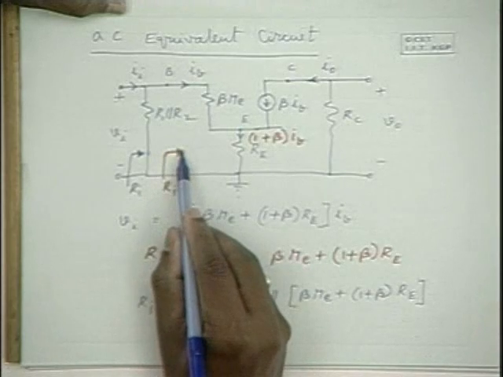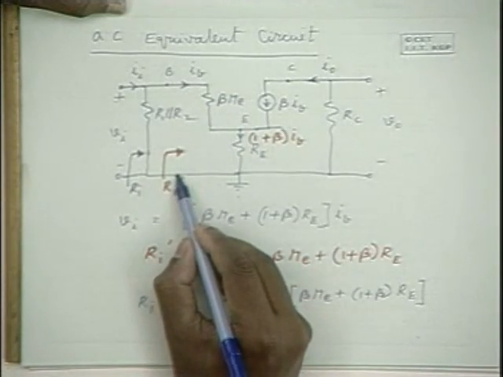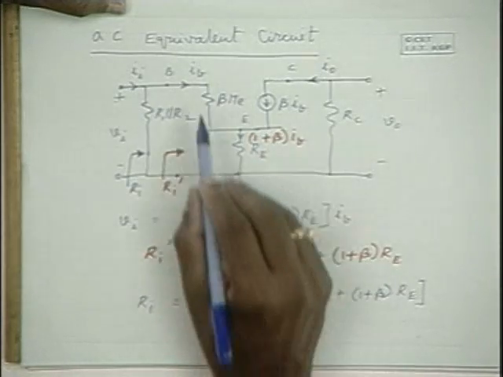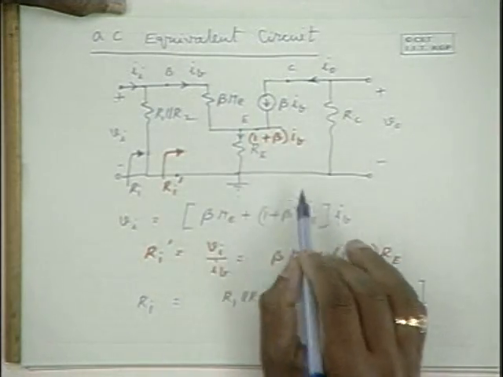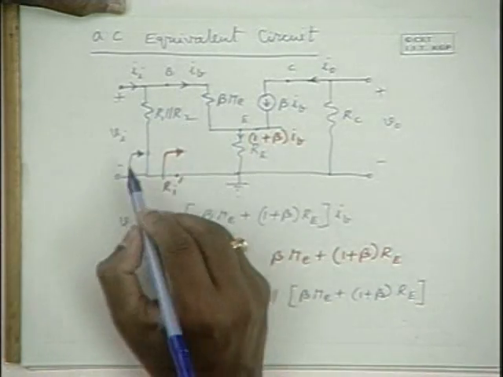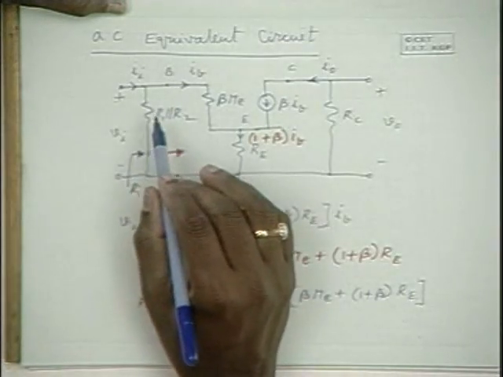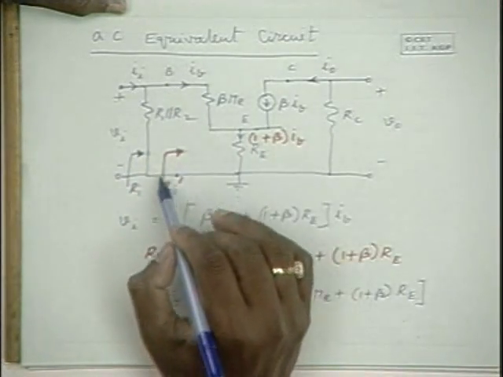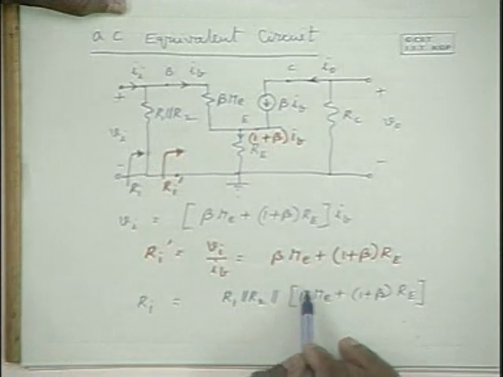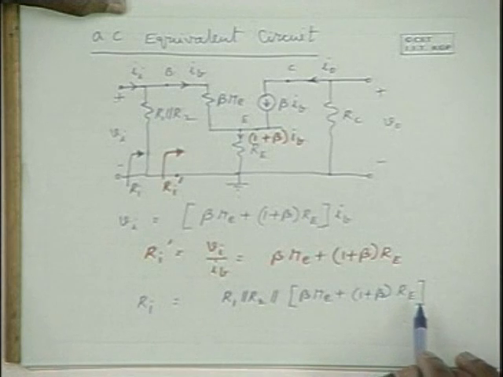we got the input impedance between this terminal and this terminal as Ri dash = beta times re plus (1 plus beta) into RE. And the input resistance is a parallel combination of naturally this R1 and R2 parallel combination and this Ri dash, which is given by this expression. So therefore the input impedance is this.